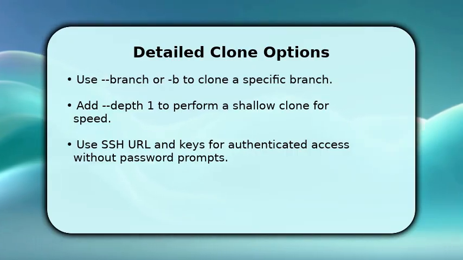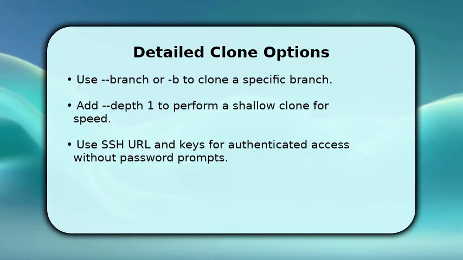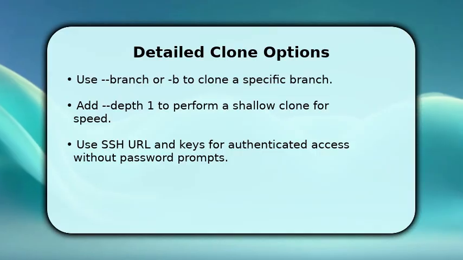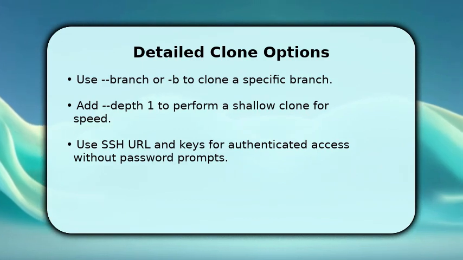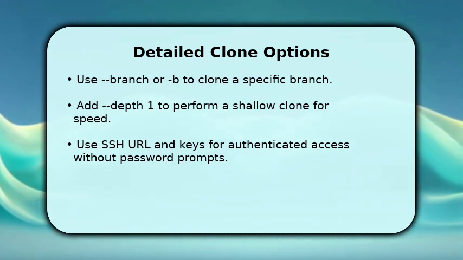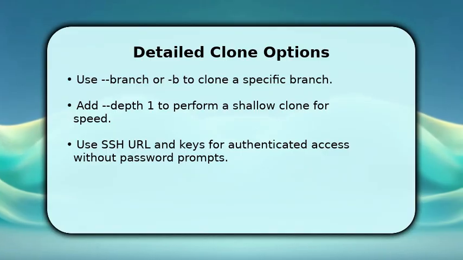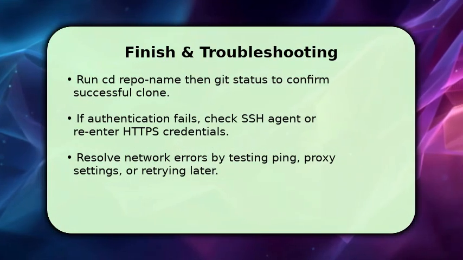If the repo requires authentication, prefer the SSH URL and ensure your SSH key is loaded. This avoids password prompts and tokens. Make sure to verify the branch with git branch or git status after cloning, so you're on the expected commit. Finish by entering the new directory and running git status to confirm everything cloned correctly.